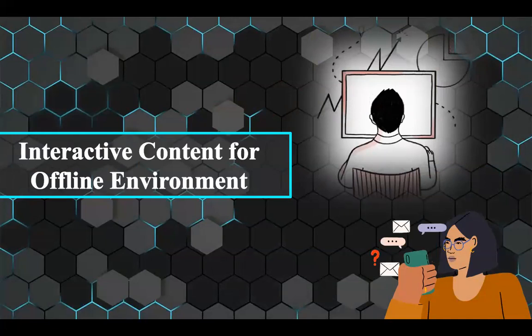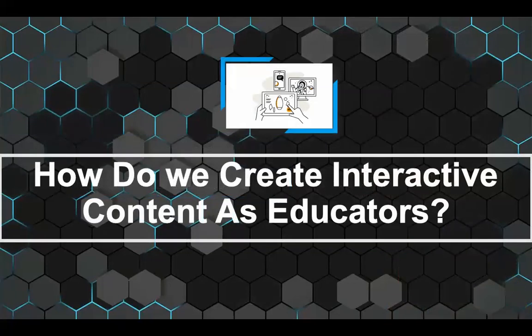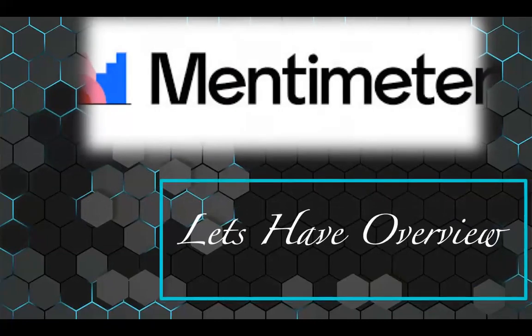Now let's talk about the second part of blended learning, that is the traditional education system and the offline environment. We have to create a classroom environment which has some interactivity to make things more productive. Let's talk about how we will be able to create interactive content as an educator for the students who are in the classroom and have some activities related to different kinds of subjects.